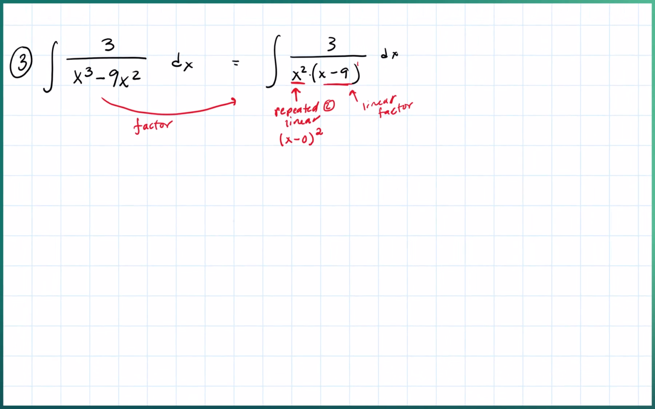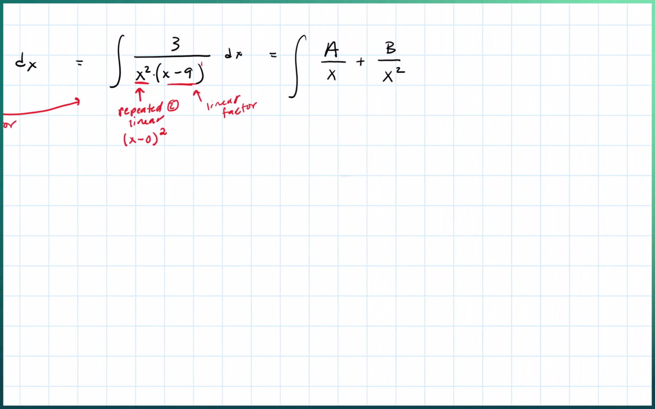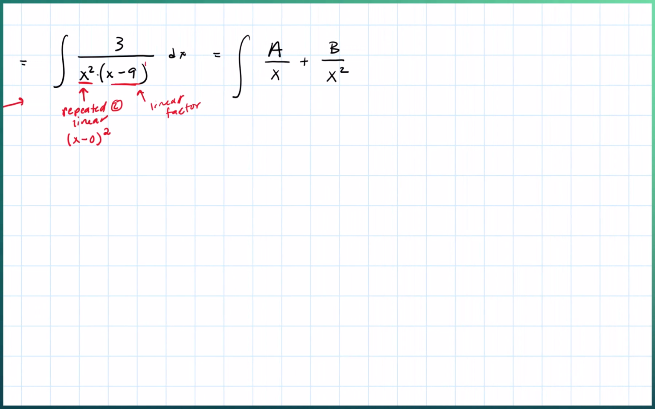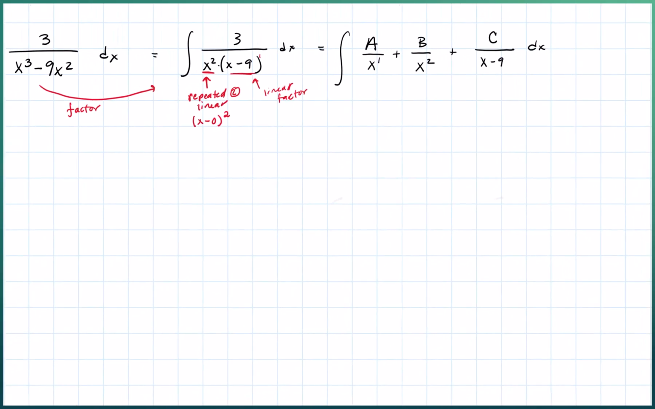When I break this down into partial fractions using that algebraic theory, I'm going to get A over x plus B over x squared. Each repeated linear factor will get the same number of partial fractions as the number of times it is repeated. If it is repeated twice, it will get 2 partial fractions. We will increase the power on the factor in each of the denominators. Those are our 2 partial fractions from the x squared repeated linear factor. Then we have an x minus 9 linear factor, and it is not repeated, so it will create just 1 linear partial fraction. So we have C over x minus 9. We have 3 partial fractions, and now we just have to find those constants.